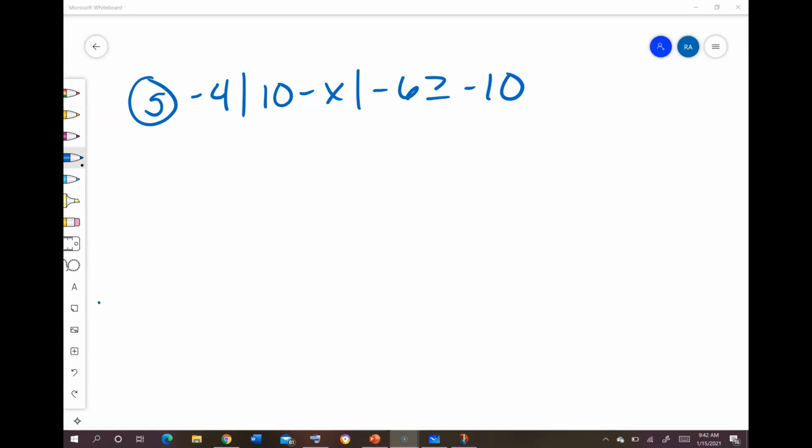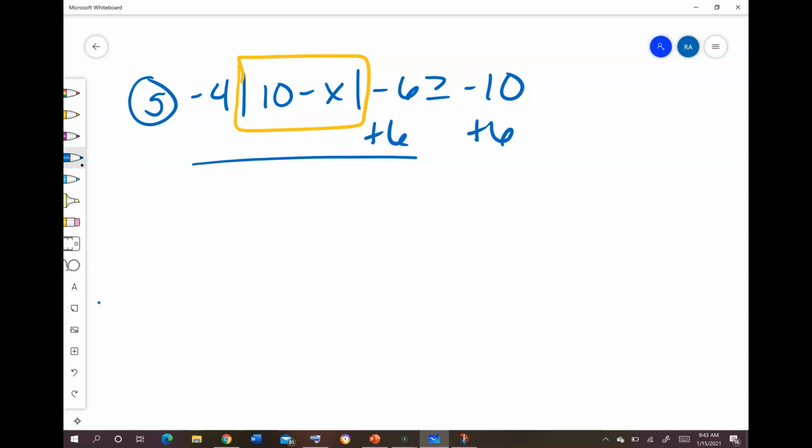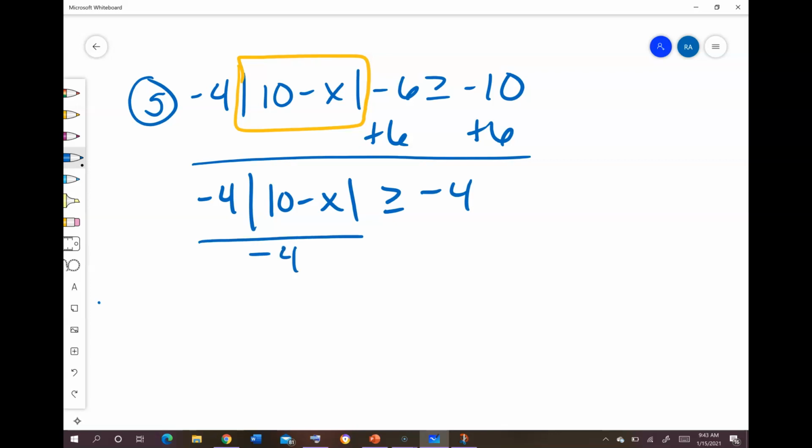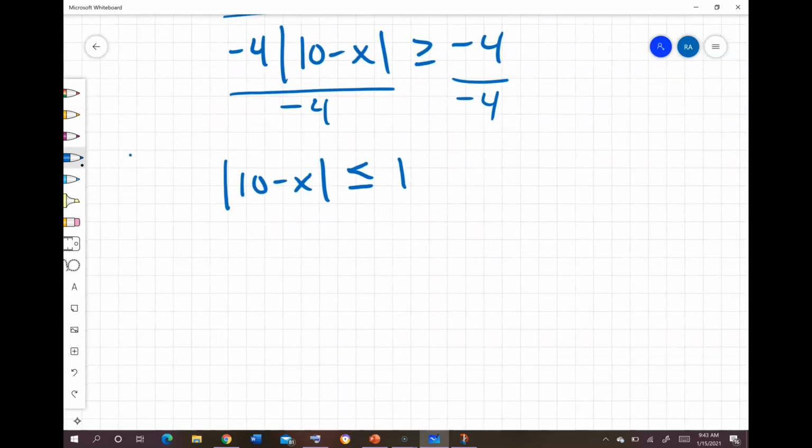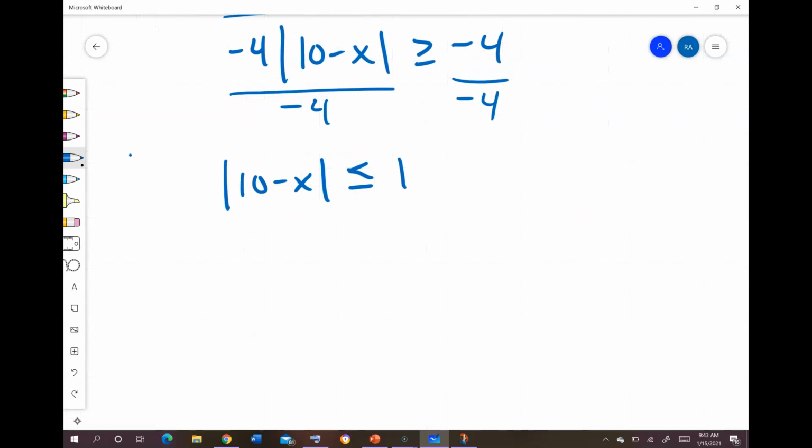All right, so first you got to get it isolated, okay? So we're trying to get this guy isolated, so anything that's not in there has got to go. So we're going to add the 6. When I do that, I get negative 4, absolute value of 10 minus x, and that's going to be negative 4. We're going to divide by this negative 4 because it's being multiplied. And I get absolute value of 10 minus x. Now, when we divide by the negative 4, that greater than flips to a less than. Okay? So now I have a less than sandwiched in between the negative and the positive.